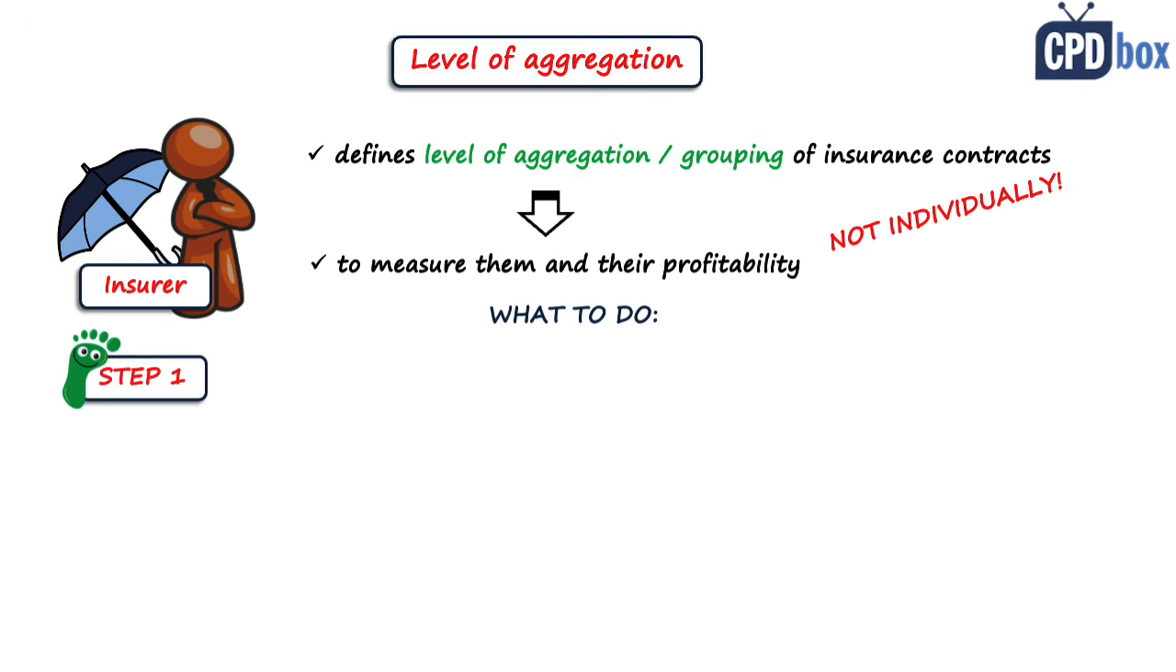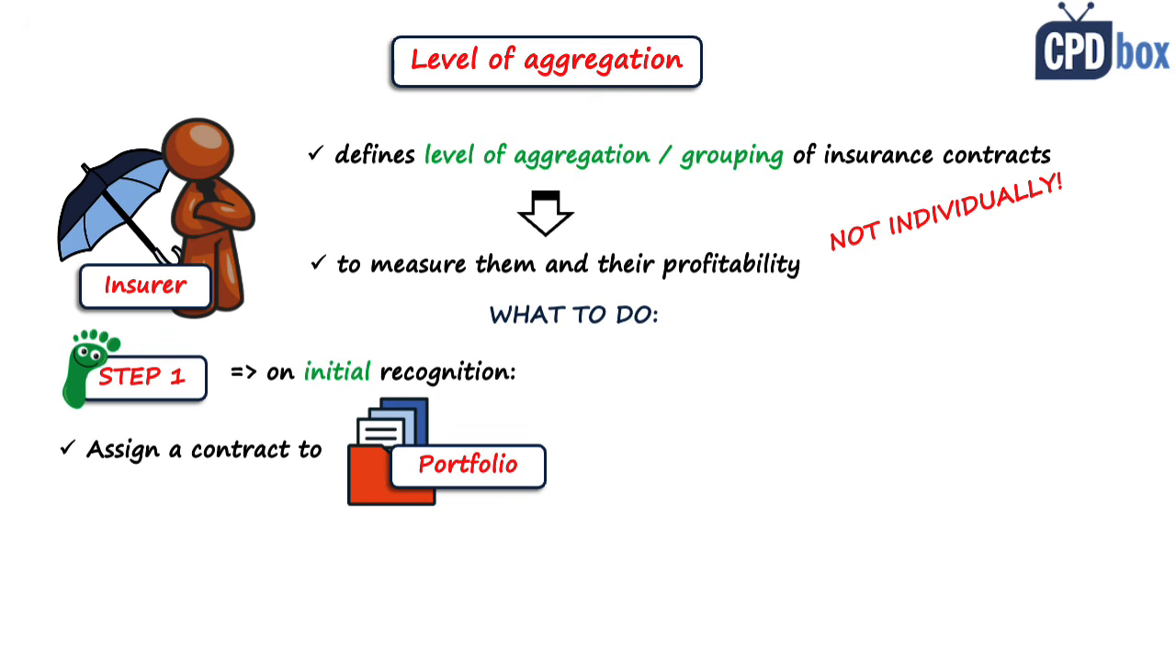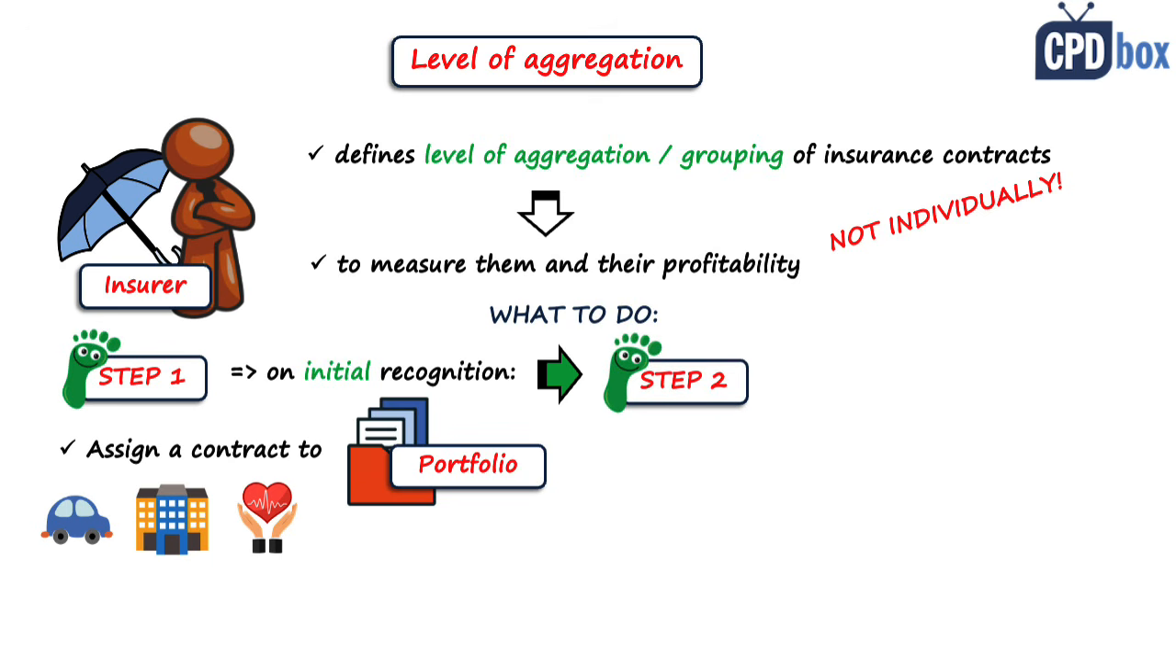Step number 1 is perform on initial recognition, and the insurer will assign an insurance contract to certain portfolio of contracts. And portfolio is some larger grouping of contracts with similar risks that are managed together. For example, this can be different product lines like portfolio of vehicle insurance contracts or property insurance contract or life insurance contracts.